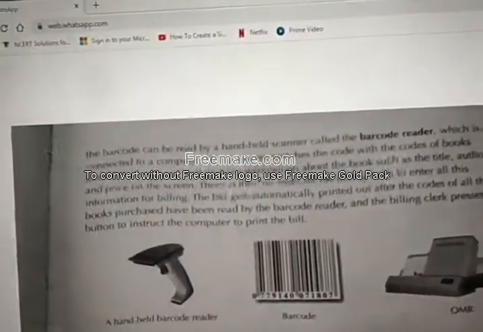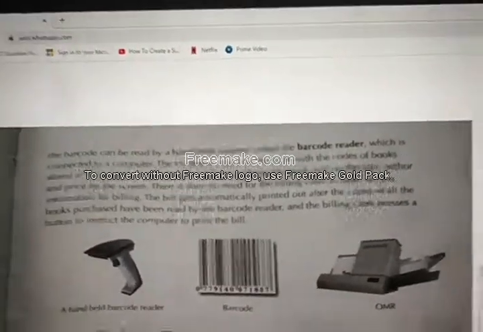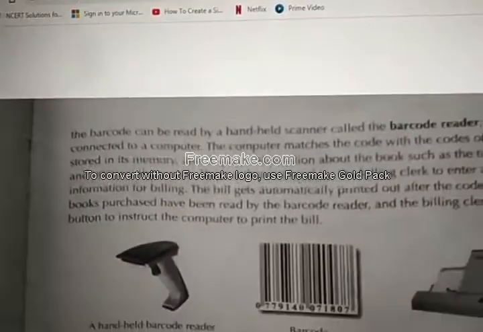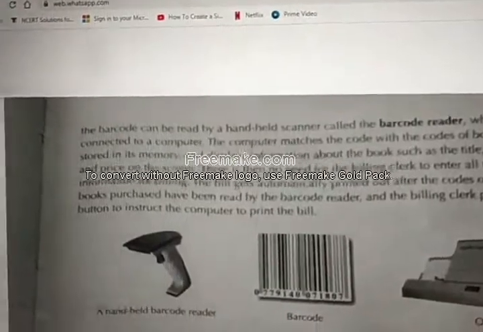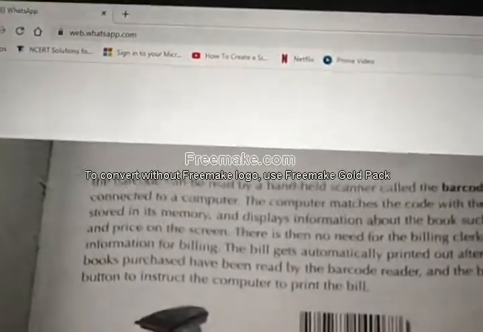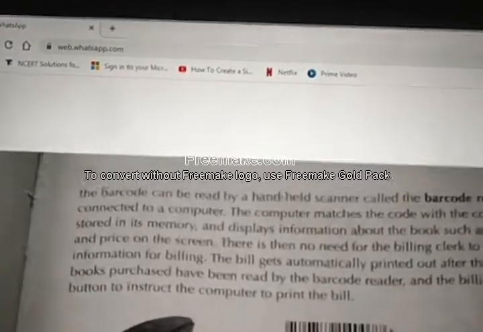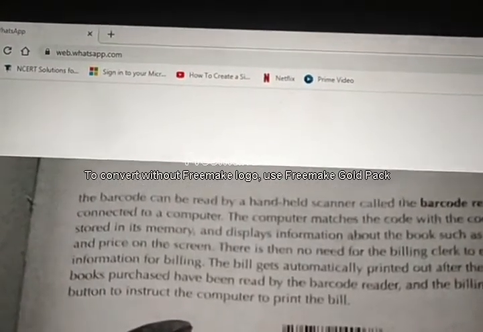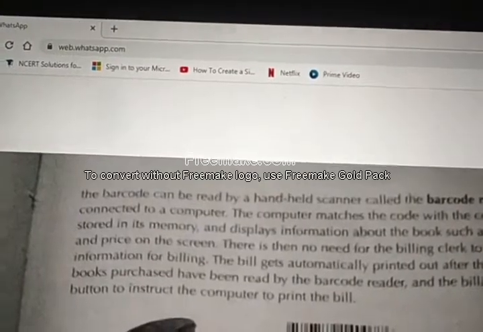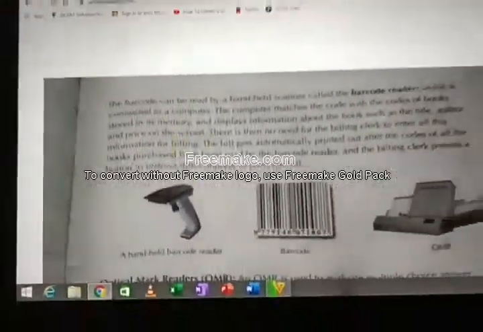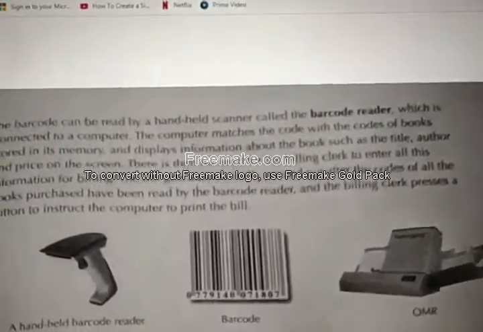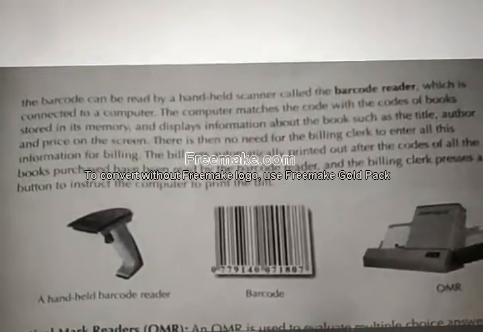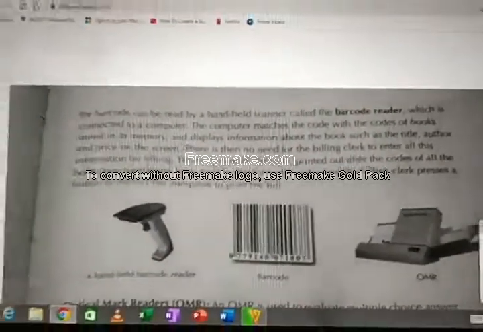The barcode can be read by a handheld scanner called a barcode reader, which is connected to a computer. It reads the data and sends it to the computer. The computer matches the code with the codes of books stored in its memory. One set of codes is on the book, another set is in the computer. By reading these codes, the computer matches them and shows all the details, like the title and author of the book.